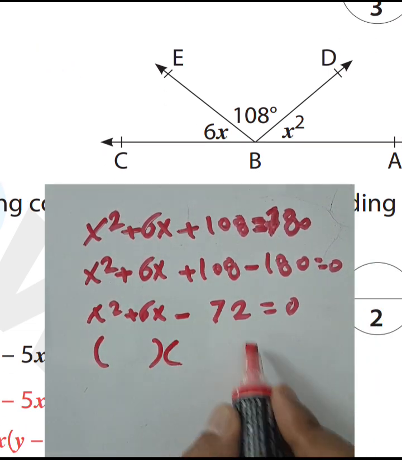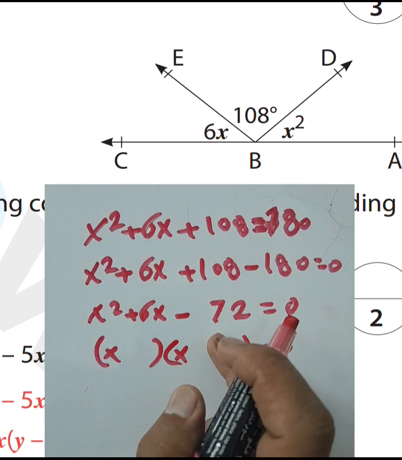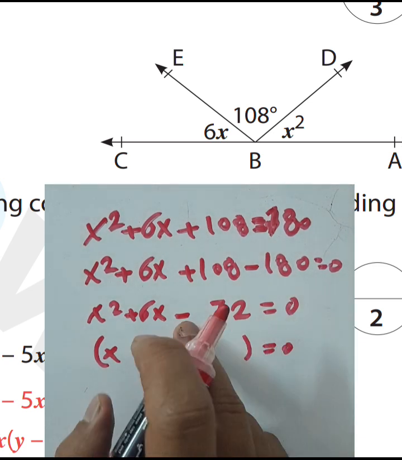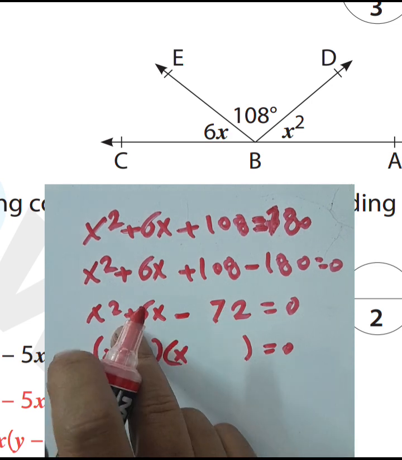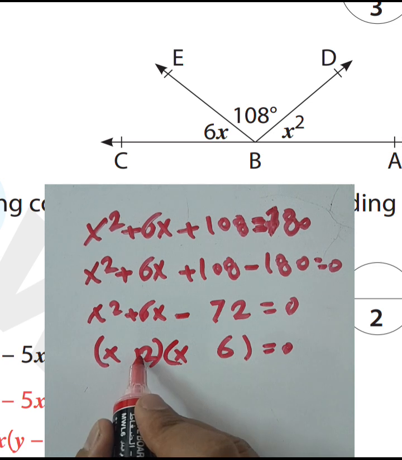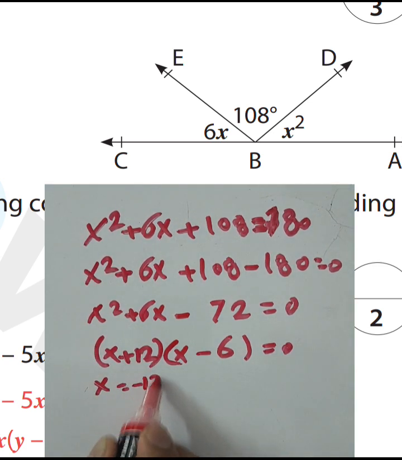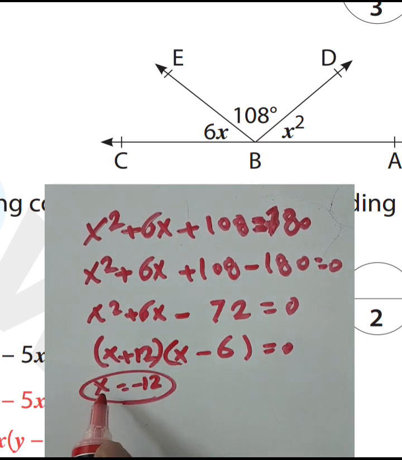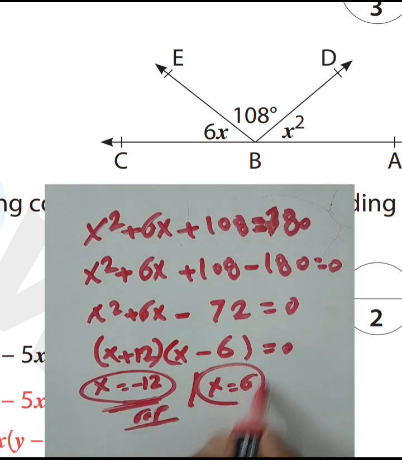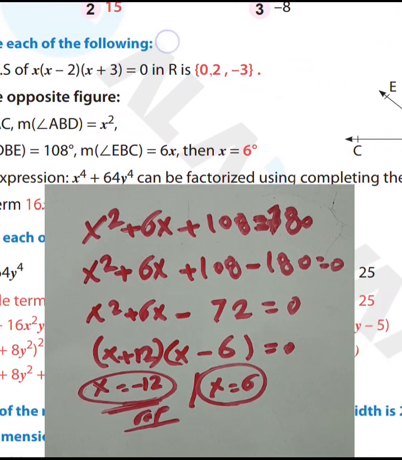Write x power 2 equals x times x, and we want two numbers whose product equals 72. If we find the difference between them equals 6, we have 6 times 12 equals 72, and 12 will be positive and 6 will be negative. Then x will be negative 12, which is refused because x must be positive, and here x will be 6. Then the value of x equals 6 degrees.